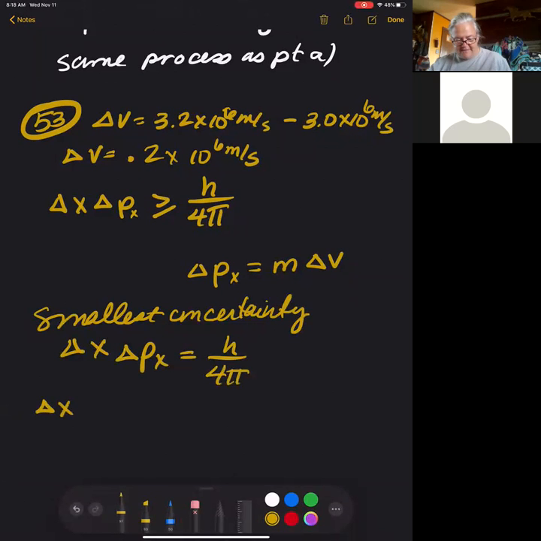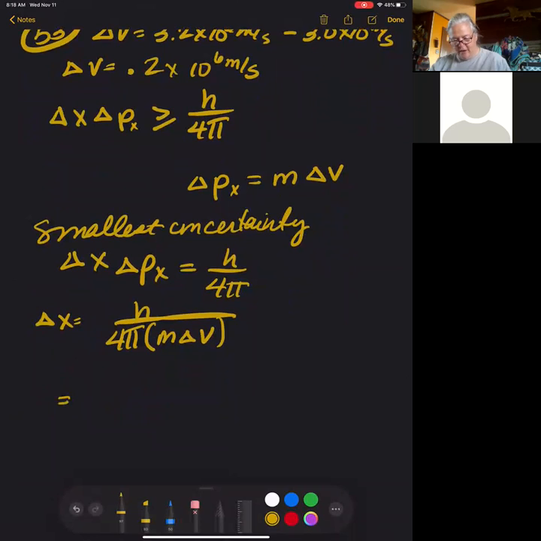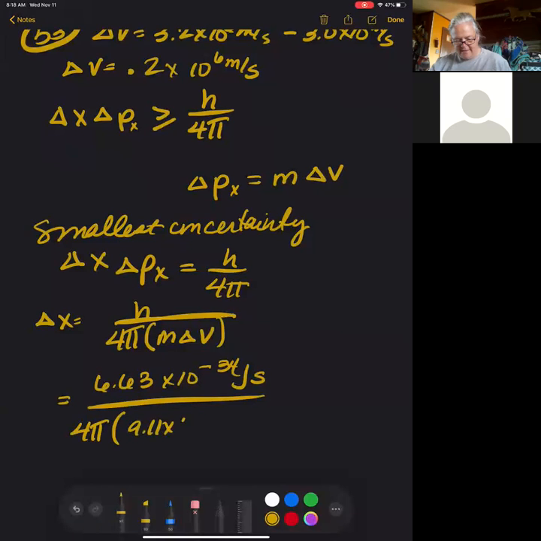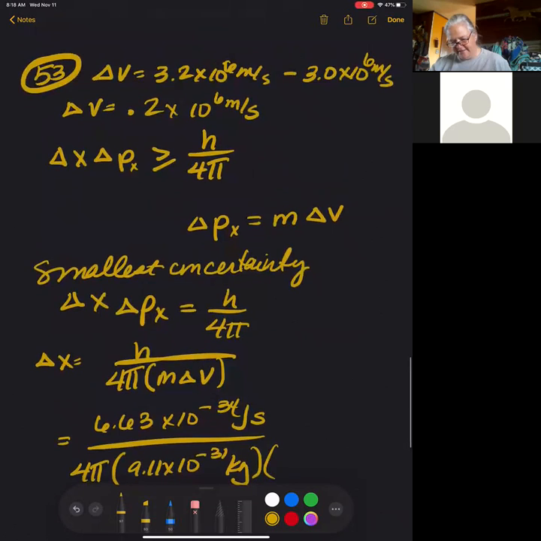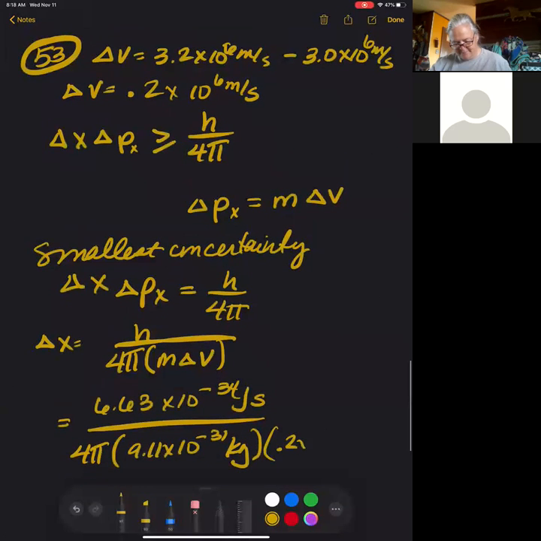So the uncertainty in x is going to be equal to h over 4 pi divided by delta p, which we really know is delta m times delta v. All righty, I think we know all that. So we know h is Planck's constant, so it's 6.63 times 10 to the negative 34 joule seconds over 4 pi times the mass of the electron, which is 9.11 times 10 to the negative 31 kilograms. And delta v, we figured out back up here, is 0.2 times 10 to the 6th.